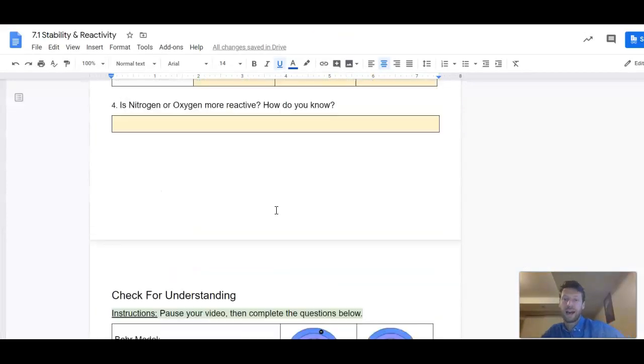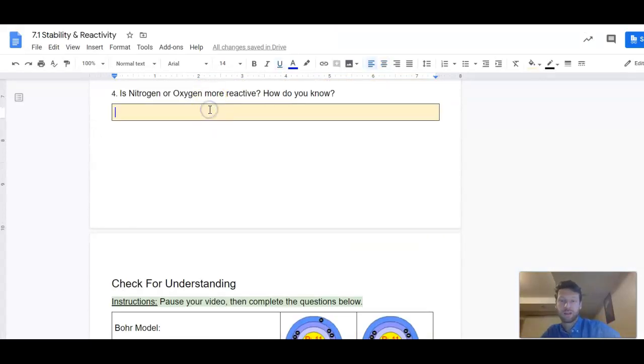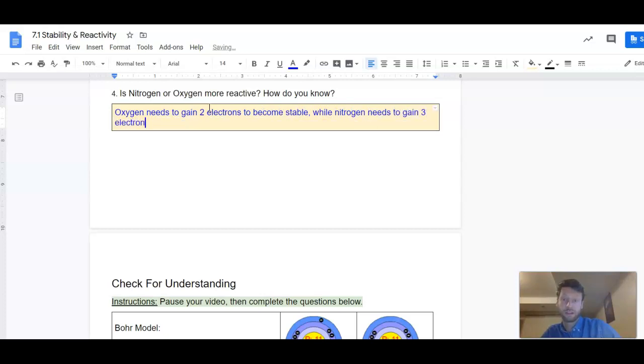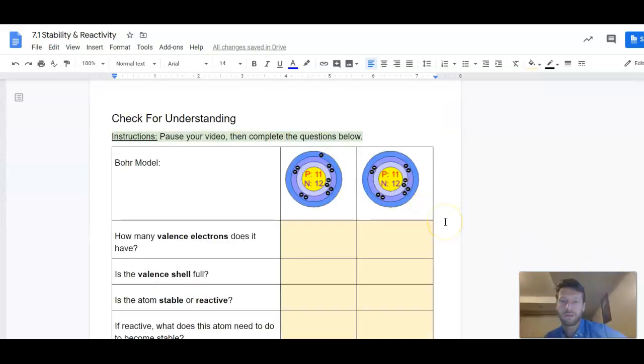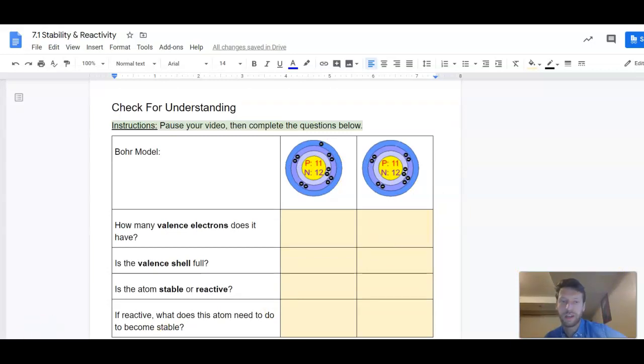Once again, oxygen needs to gain 2 electrons to become stable, while nitrogen needs to gain 3 electrons. Therefore, oxygen is more reactive because it is closer to being stable. You're good to move on to the check for understanding. Pause my video and be ready to go through it in a moment.